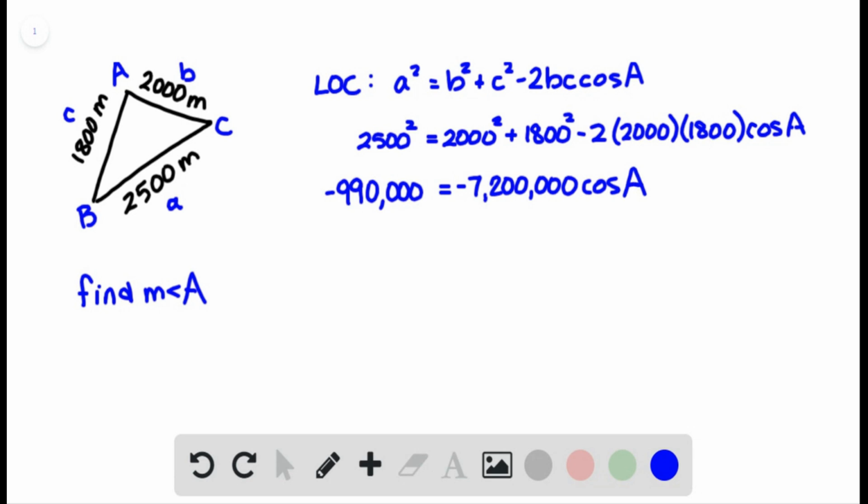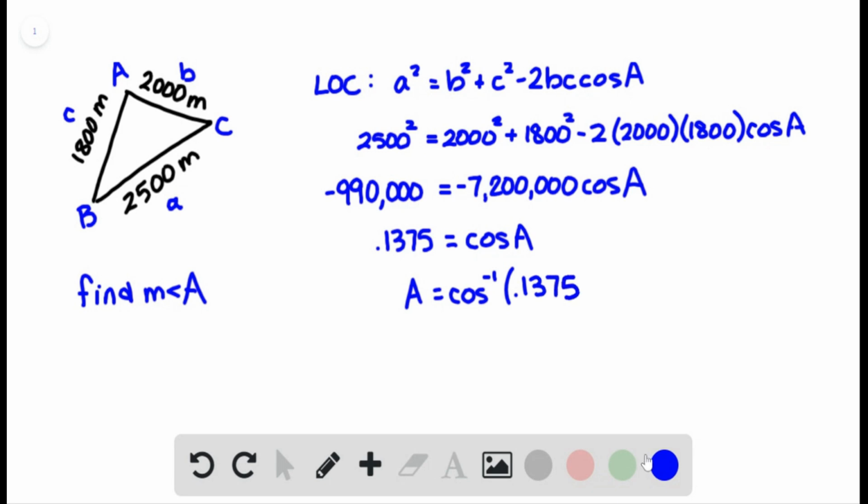The next thing we would want to do is divide both sides by negative 7,200,000, and that gives us 0.1375. You could leave it as a fraction or change it to a decimal. As long as you haven't rounded anything, it's still exact. And finally, to isolate A, we need to take the inverse cosine of both sides to undo the cosine function. So we get angle A is the inverse cosine of 0.1375.